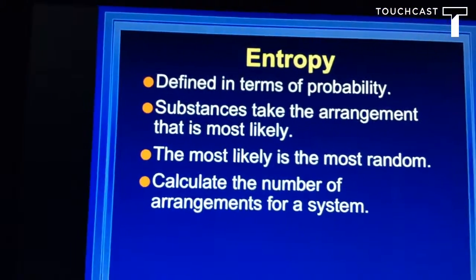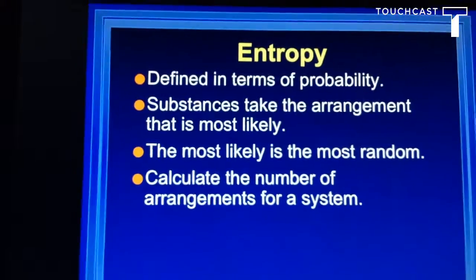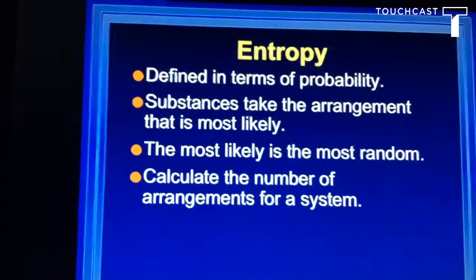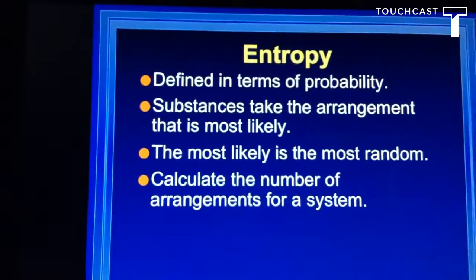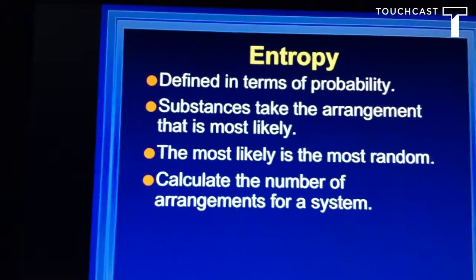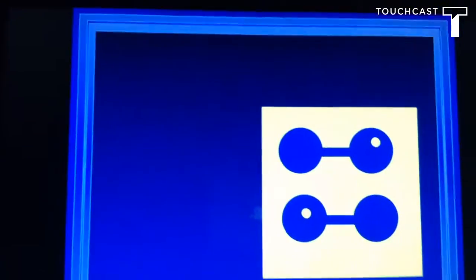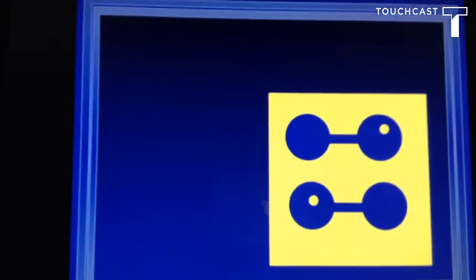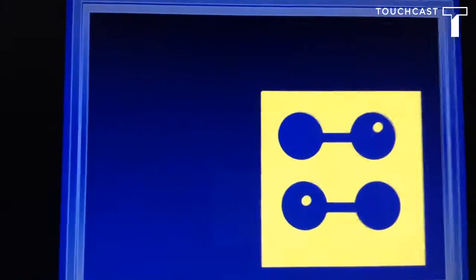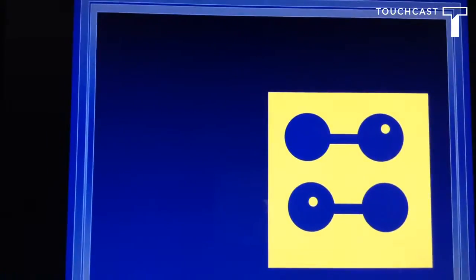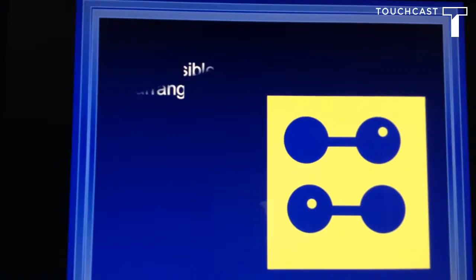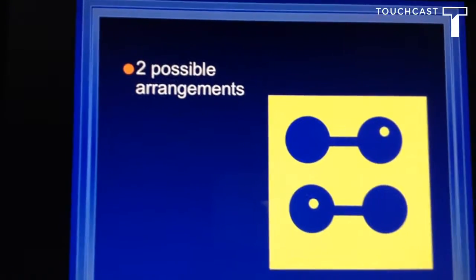So we calculate a number of arrangements for a system. So when we start talking about entropy, we start looking at the actual probability of, is this going to happen, and if so, what is the likelihood? So here we have our standard example. What's the likelihood that our yellow dot will be on the right side? And what's the likelihood that the yellow dot will be on the left side? Of course, it's 50-50. So there are two possible arrangements.